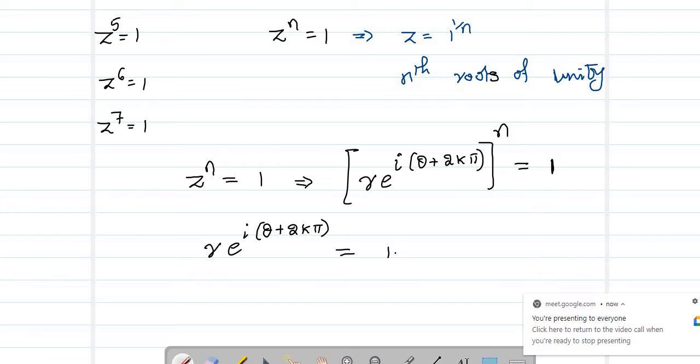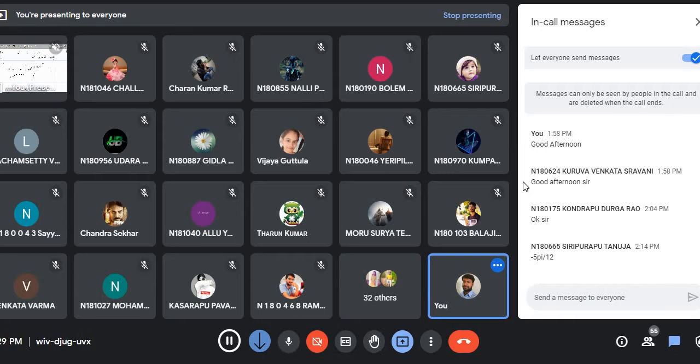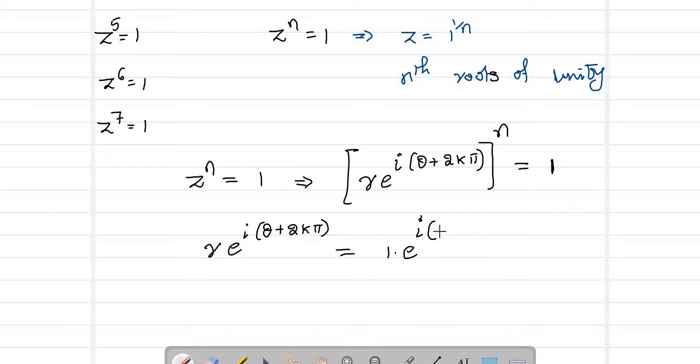So here, 1 can be expressed as 1 into e power i. What is the argument of 1? Can you tell me? What is the argument of 1? The principal argument of 1. 0, sir. 0, correct. So now I can write this as 0 plus 2k pi. Remember, it is not theta, it is actually 0. So 0 plus 2k pi. And this power n, I am going to take it to the other side. So this can be written as whole power 1 by n.